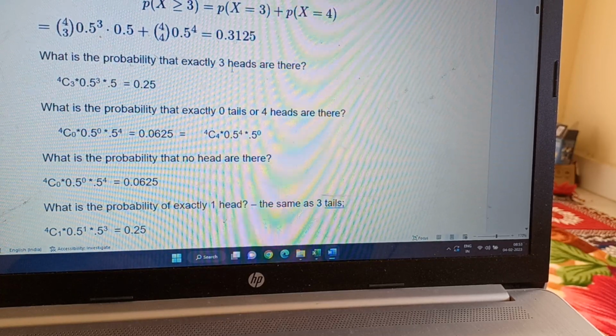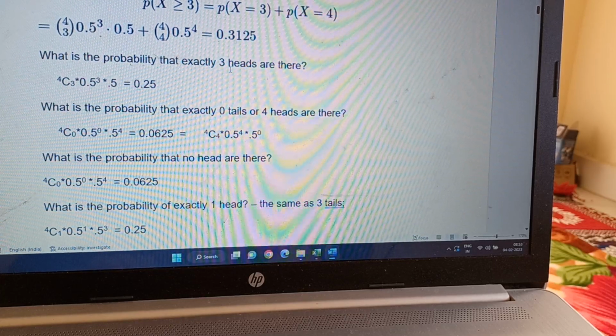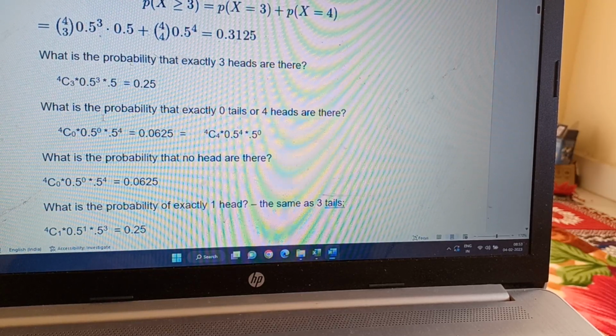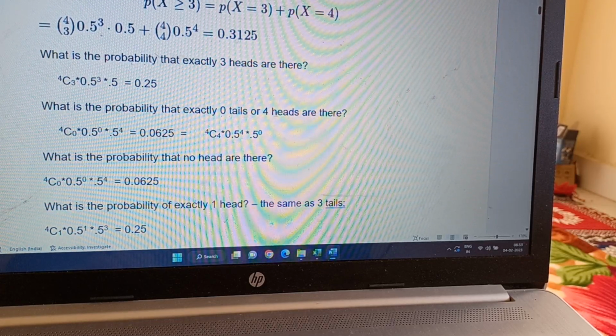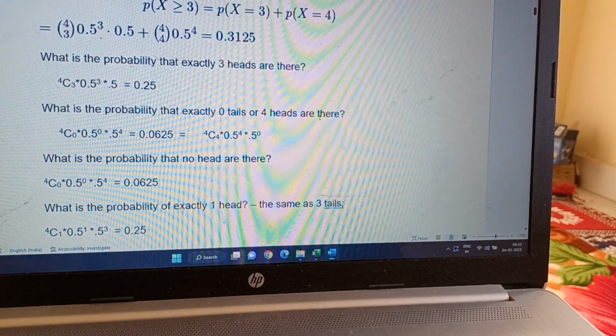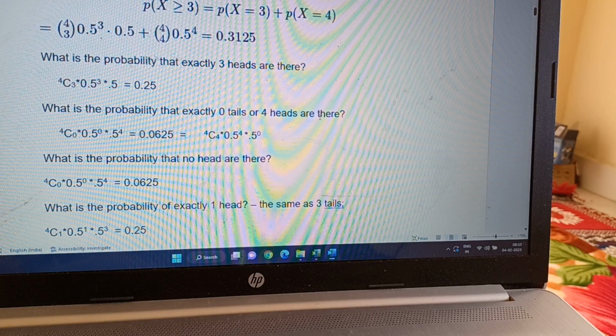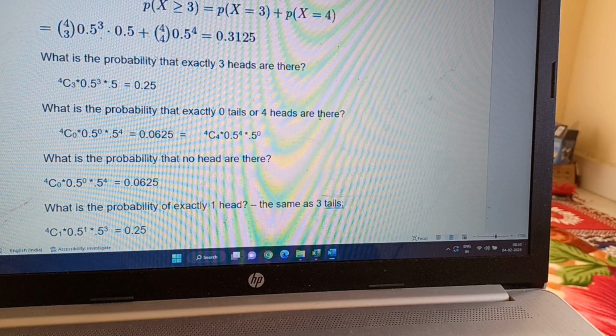Then I go to the next question. So here we talked about 3 heads. Now what is the probability that exactly 0 tails or 4 heads are there? It means the same thing. The probability of getting 0 tails out of 4 trials is that all 4 are heads. So the answer will be the same for both.